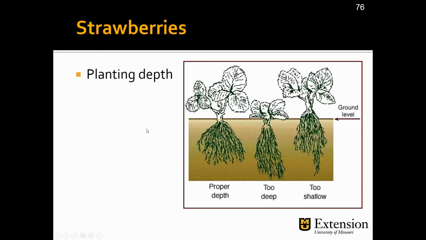Now, planting depth is really important, the way you plant strawberries. You don't want to have exposed roots when you plant strawberries, but you don't want to drown the crown under the soil, because that's going to be a plant that's more susceptible to diseases. And if it rains a lot, the crown is going to rot, and you don't want that. You want to make sure that you plant them right at the baseline where the crown meets the roots.